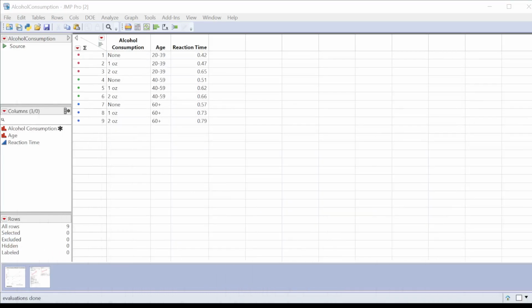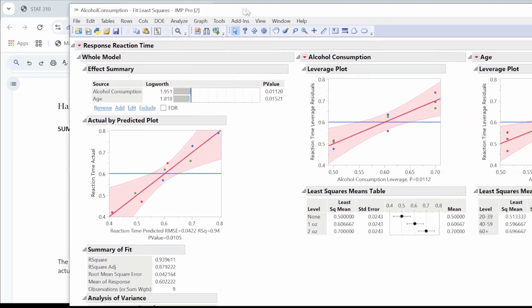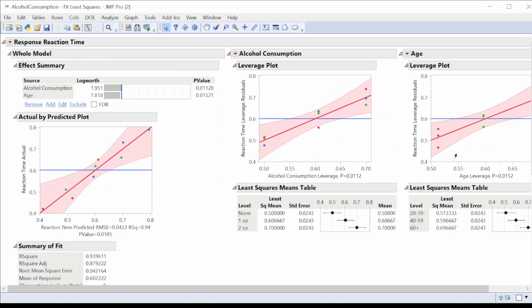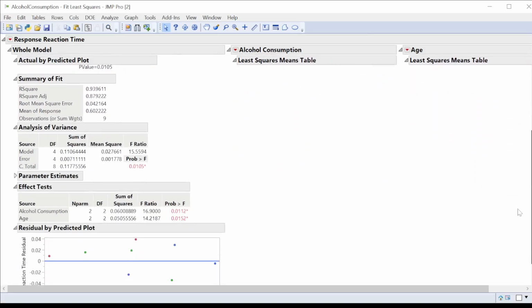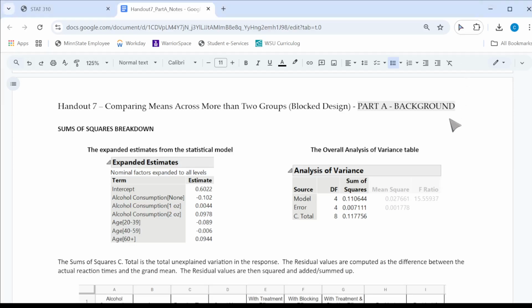All right, let's get this JMP output out of the way and talk a little bit about this overall analysis of variance table. That is provided down on the left-hand side, about halfway down or so. I'll show you one more time. So that's what we're going to be talking about now.